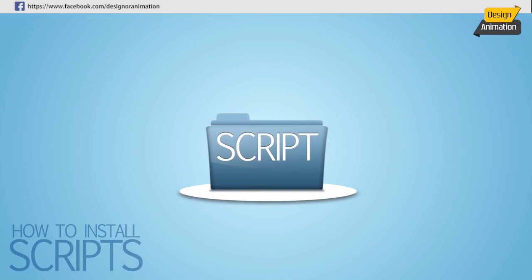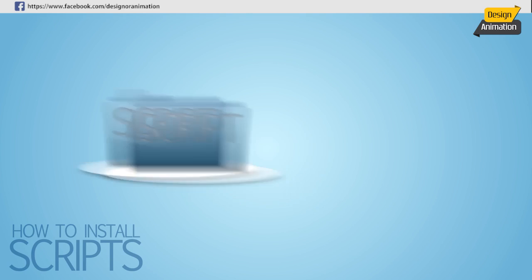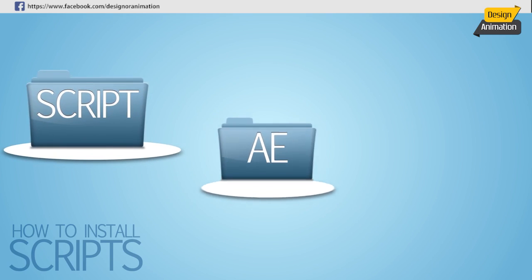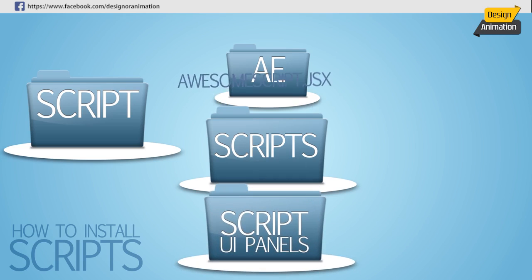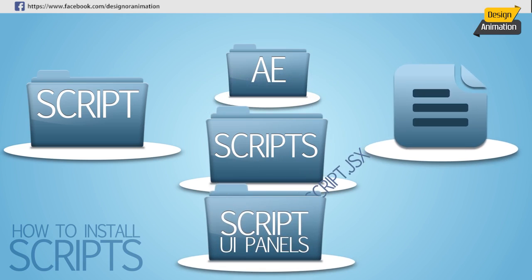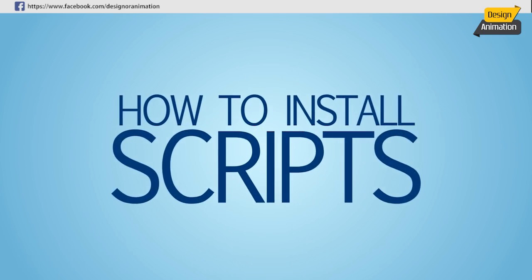Anyways, how do you install scripts? Well, what you do is you take your script that you've downloaded off the internet or wherever, and you're going to navigate to your After Effects directory. Inside of that will be a scripts folder. You'll take your script.jsx, stick that in your scripts folder. Now, some scripts require that you have a folder called Scripts UI Panels, and you put your script in there. But what you can do is check your README file for the script whenever you get it, and you'll be good to go. And that should tell you everything you need to know.